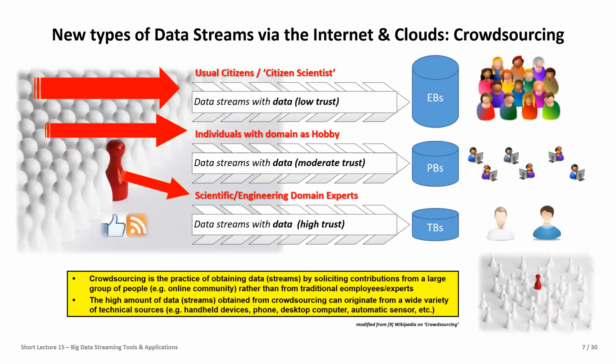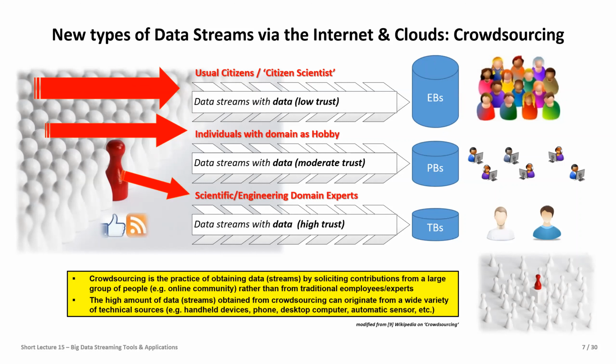Then new types of data streams these days are, for example, crowdsourcing. Perhaps you have heard of it, that usual citizens, citizen scientists, are involved in science. They don't really have a scientific background, but can help, for instance, by taking lots of photos in jungles or in interesting parts of the earth where scientists usually are not always present.